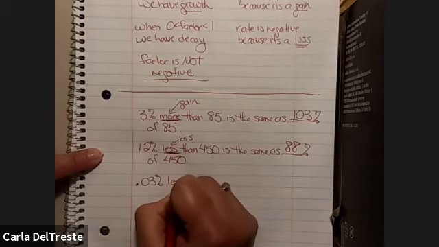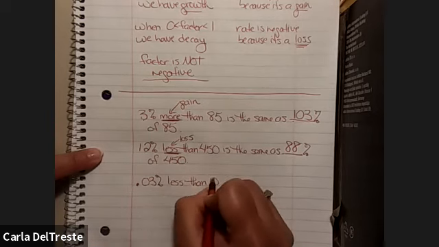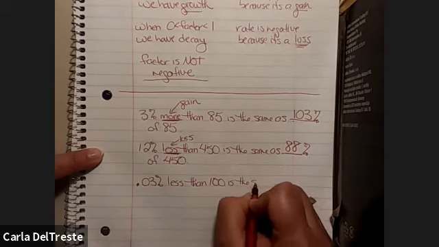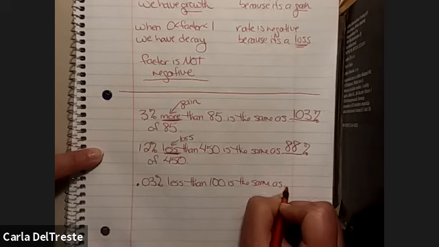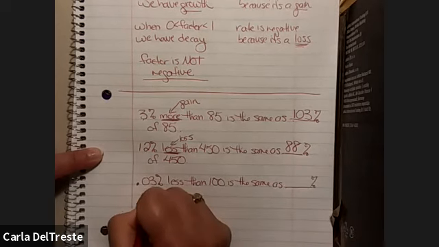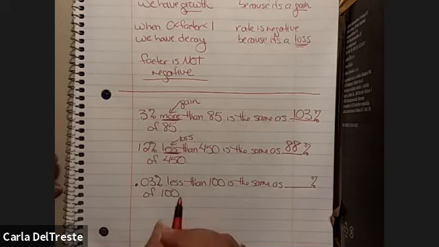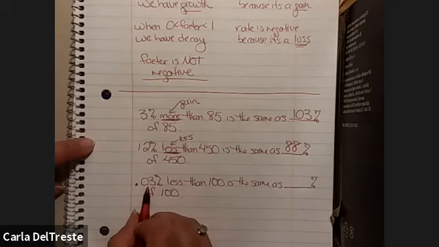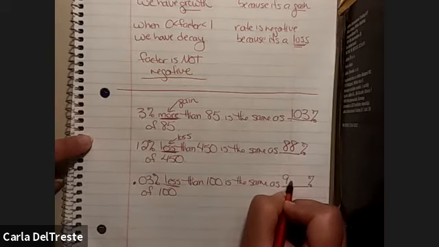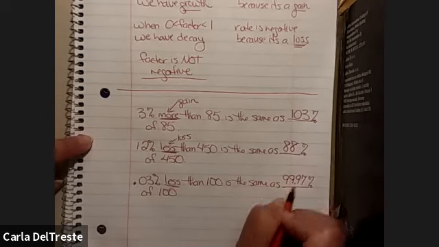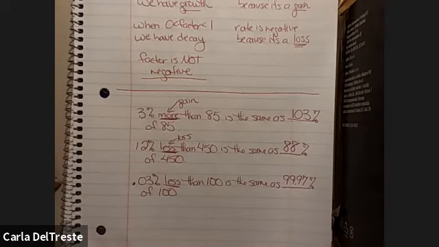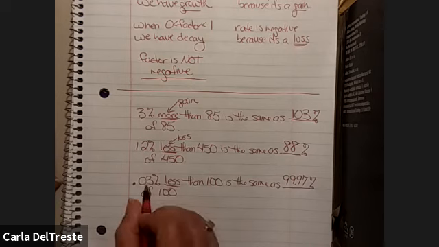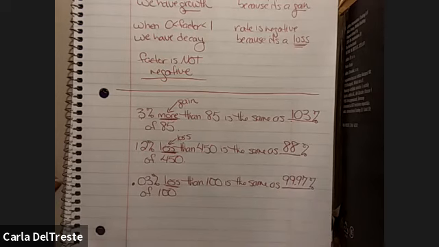0.03% less than 100 is the same as what percent of 100? This one's tricky because it's a fraction of a percent, very, very tiny. If it's 0.03% less, which means it's a loss, if I take this away from 100%, then that's 99.97% of 100. Okay? These two numbers have to add up to 100%.